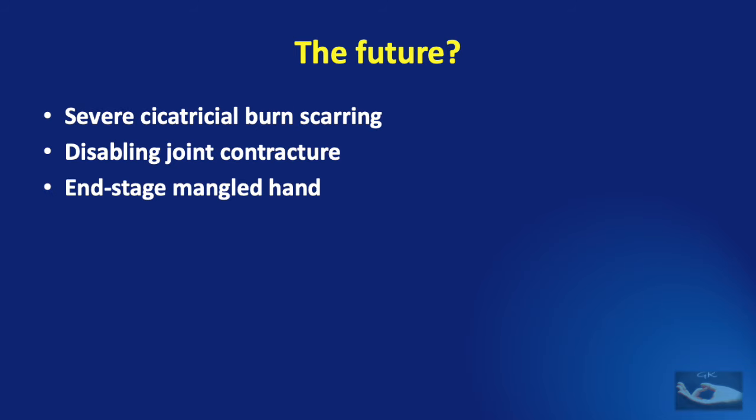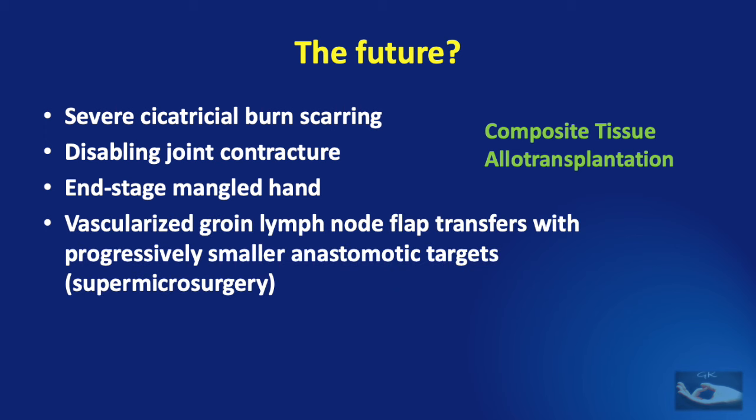It could be an answer to severe cicatricial burn scarring, disabling joint contracture, or end-stage mangled hand in the form of composite tissue allotransplantation, or a vascularized groin lymph node flap transfer with progressively smaller anastomotic targets using super microsurgical techniques. These will evolve more quickly because access to surgical technique and interchange of ideas have become well integrated. Future could also be in the form of many more innovations that we do not know about today.